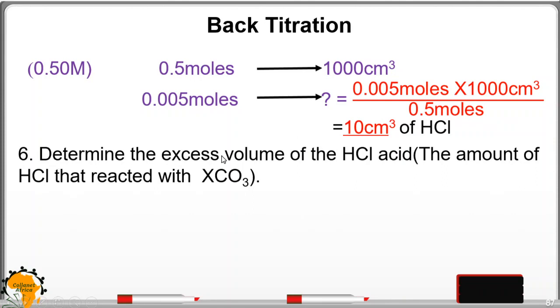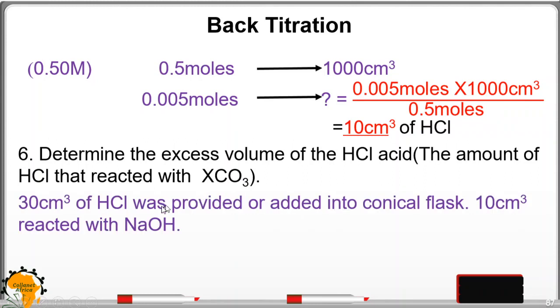Therefore, determine the excess volume of HCl, the amount of HCl that reacted with X carbonate. We were provided 30 centimeters cubed of HCl, meaning what? That if 10 took part in the reaction with the sodium hydroxide, then the remaining was 20, and that is why this reaction is known as back titration.